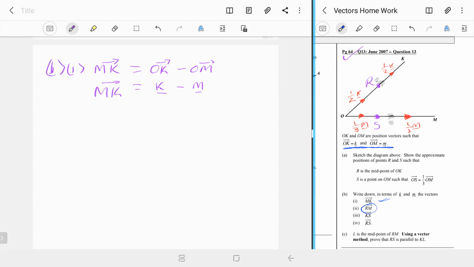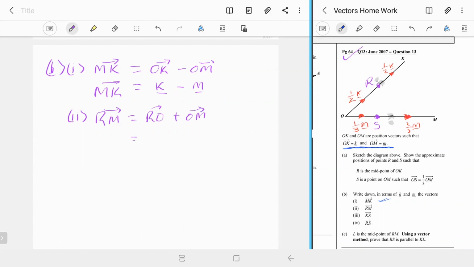Second part now is RM. Part 2. Got the diagram. How do I go from R to M? Look at the diagram. What do I do to go from R to M? You go from R to O, then you go to your right to M. Beautiful. I like how you say it. I can go from R to O, and then I go from O to M.